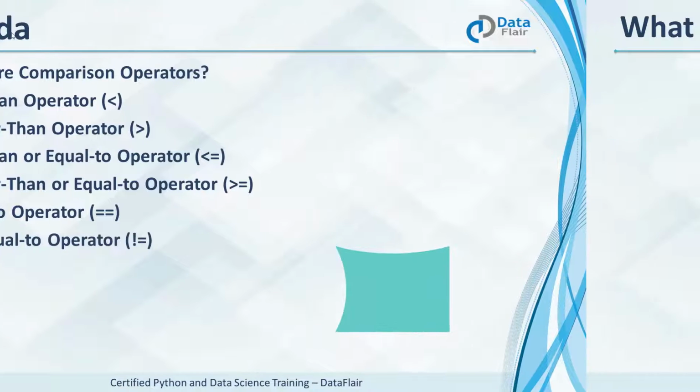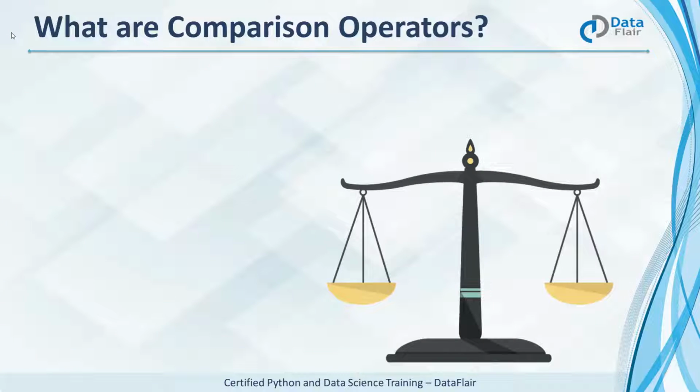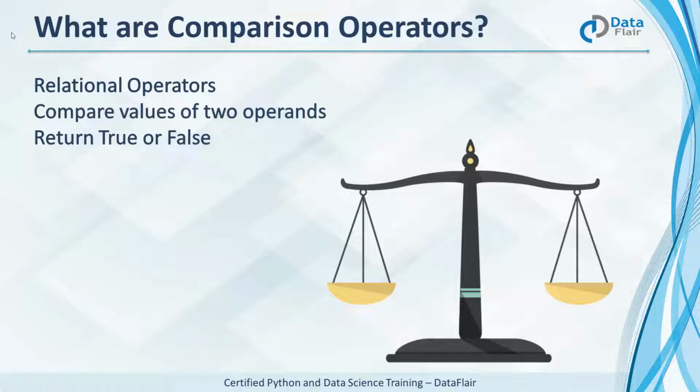So, what are comparison operators? These are relational operators. They help us compare the values of two operands, and they return true or false based on the result of the operation. We have 6 comparison operators in Python: less than, greater than, less than or equal to, greater than or equal to, equal to, and not equal to. Let's discuss these one by one.